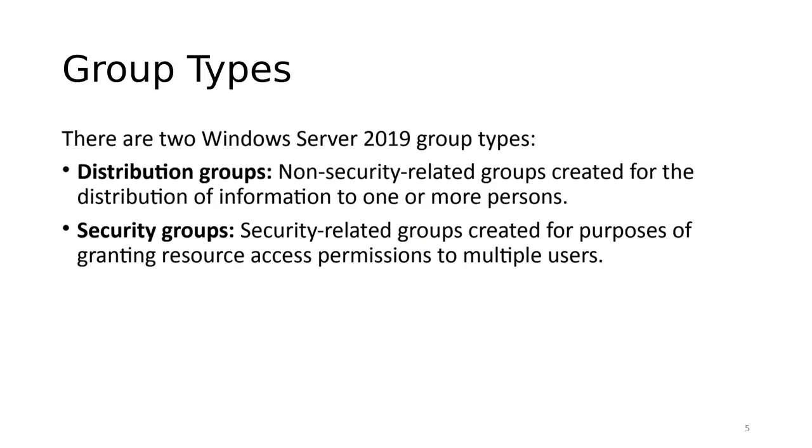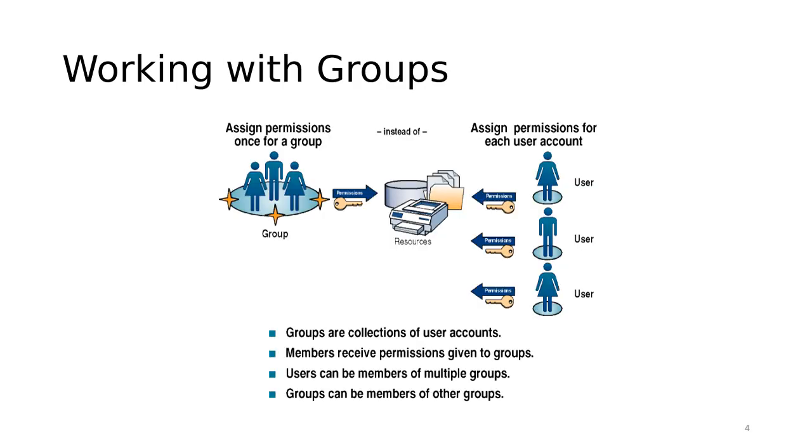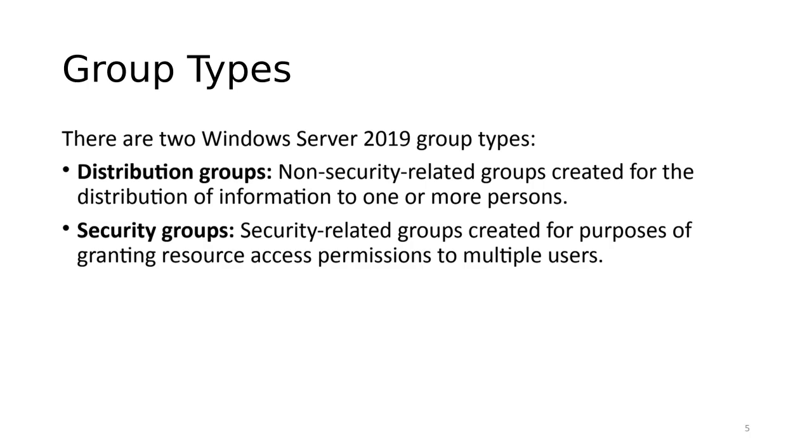We have two main types of groups: distribution groups and security groups. Security groups are security-related groups created for the purpose of granting resource access and permissions to multiple users. The second type, distribution groups, is non-security. They are created for the distribution of information to one or more persons. So in the lab, we will mainly be working with security groups most of the time.